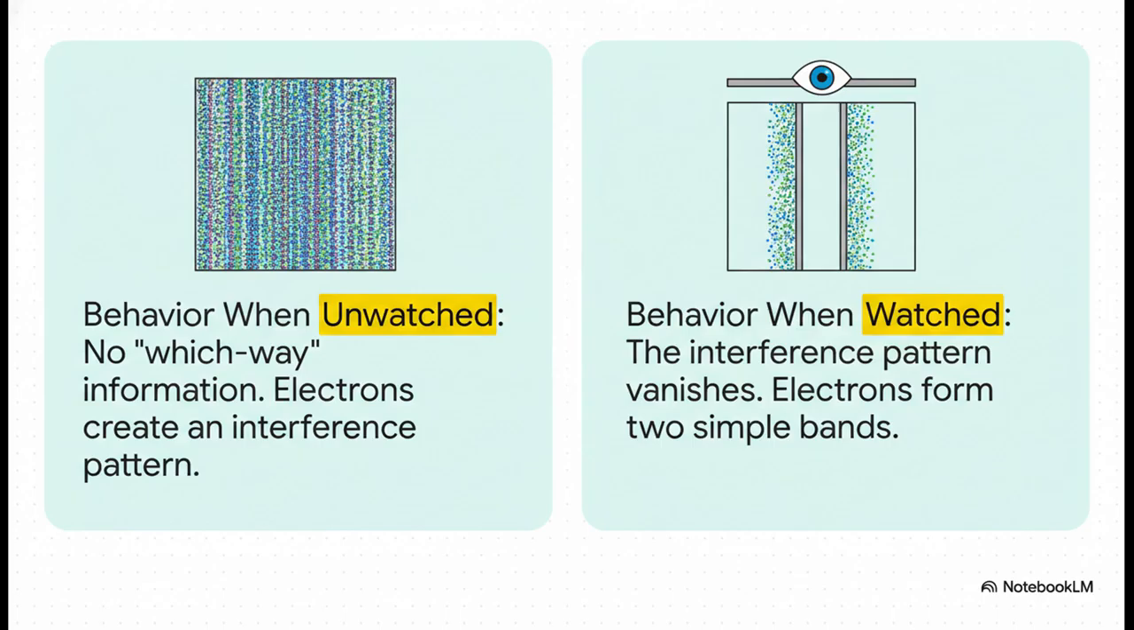The instant we turn on our detector to find out which path the electron takes, the interference pattern completely disappears. Gone. The electrons stop acting like waves and go back to behaving like well-behaved little marbles, forming two simple, clean bands right behind the slits. The very act of watching it changed the result.